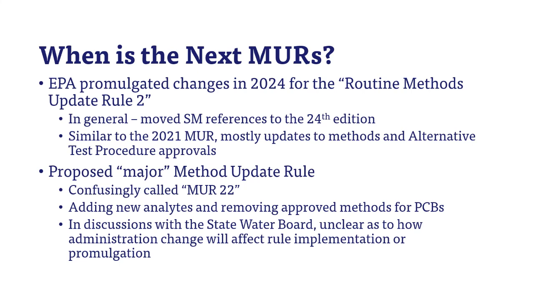The other method update rule is a proposed rule, so it's not promulgated. The EPA has not finalized it, and they confusingly call it MUR 22. Not really sure why they're calling it 22, but this is a more significant change. It has a bunch of analytes being added, one of those being PFAS. So ELAP already offers that one, right, because the State Water Board requests it. But this PFAS would be added to the Clean Water Act rule, and it would be added to 40 CFR 136.